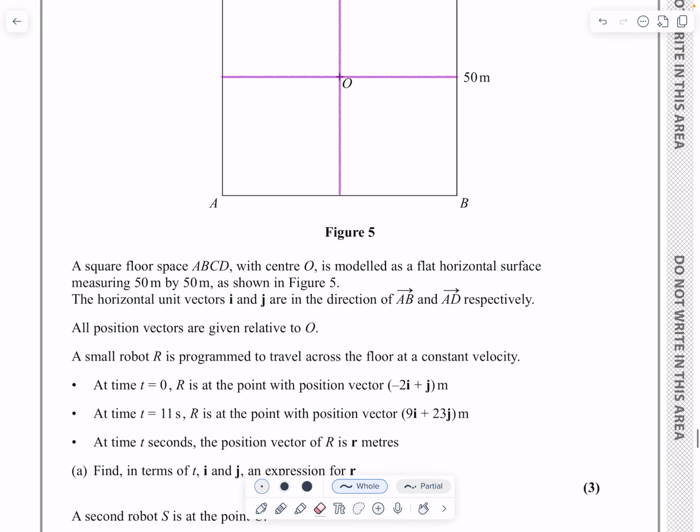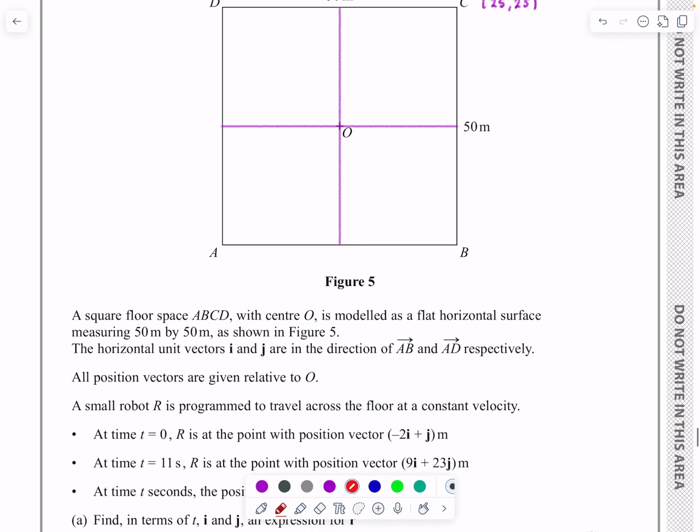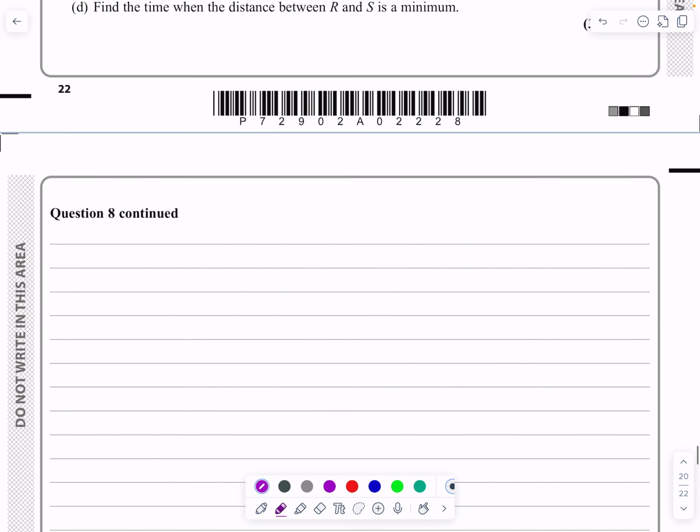So we have that this small robot starts off at minus 2i plus j. Okay, this is not to scale at all, but it's just to give myself a little bit of an idea of what's going on here. So it's there at minus 2i plus j. And then a little bit later on, it's over here at 9i plus 23j. This is not to scale at all, but this is just to give me an idea for when I'm going to be doing my first part then.